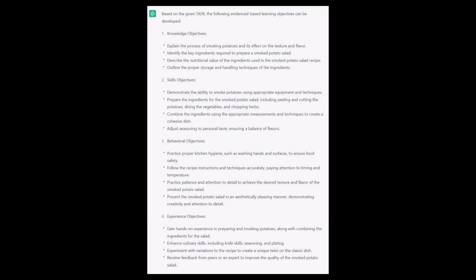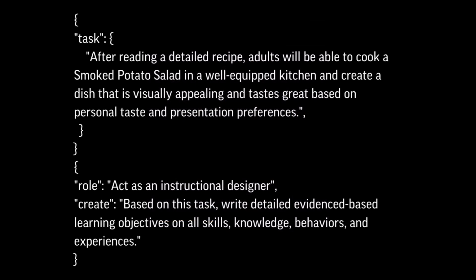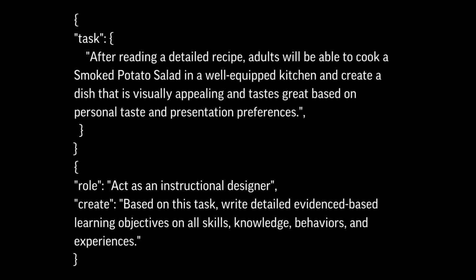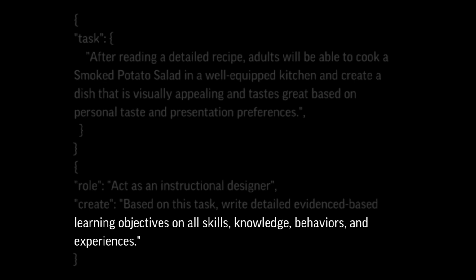This is looking great. Knowledge, skills, behaviors, experiences. This is exactly what I asked ChatGPT for. And that's one of the differences when using a strict prompt. It was great getting Bloom's taxonomy in there, and that was probably because I asked ChatGPT to act like an instructional designer, but I didn't ask for Bloom's taxonomy. I really just wanted the skills, the knowledge, behavior, and experiences.